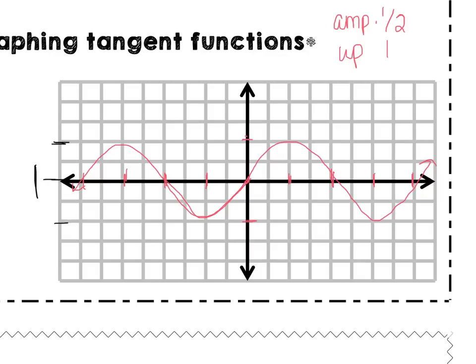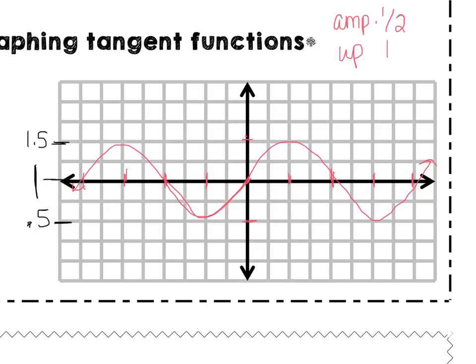And then, to find our new min and max, we're going to go up and down by our amplitude. So 1 plus 1/2 is 1.5, and 1 minus 1/2 is 0.5. Notice that our total height, the distance between 1.5 and 1/2 is 1, and half of that is 1/2.